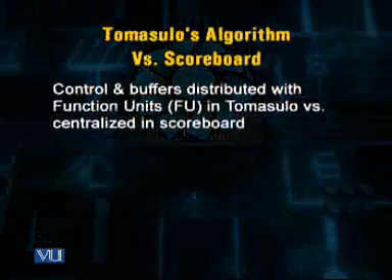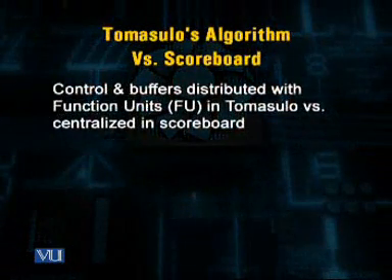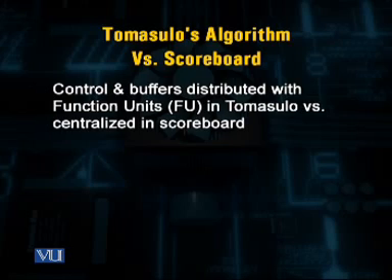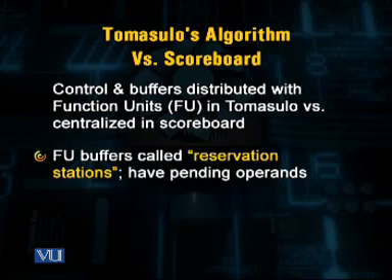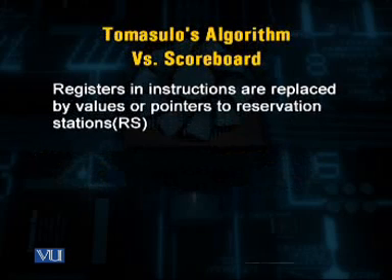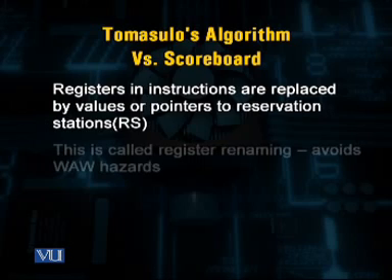Now, with this much introduction about the Tomasulo's structure, let us see what is the basic difference between the scoreboard and the Tomasulo approach. The control and buffers are distributed with the functional units in Tomasulo's, whereas they are centralized in scoreboard. Functional unit buffers are called reservation stations and they hold the pending operands. The registers in instructions are replaced by the values or the pointers to the values in the reservation stations.